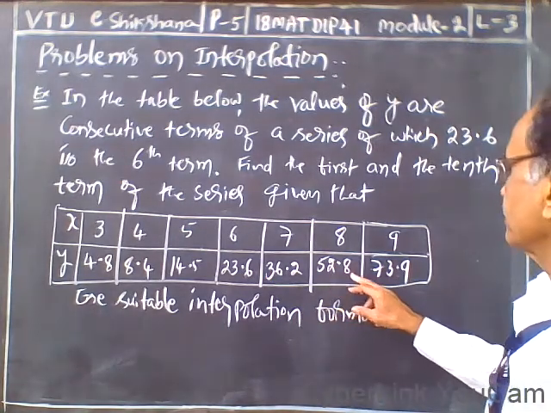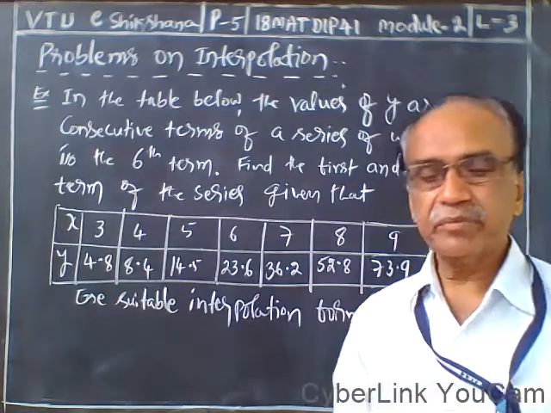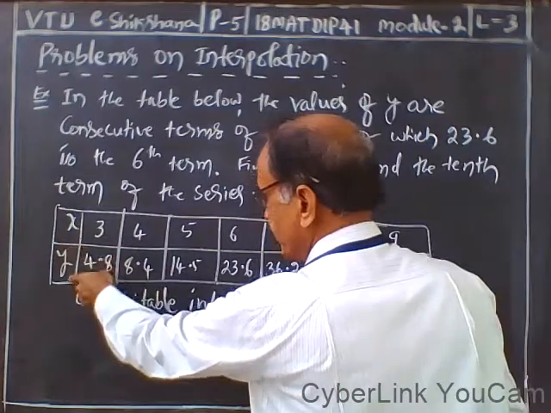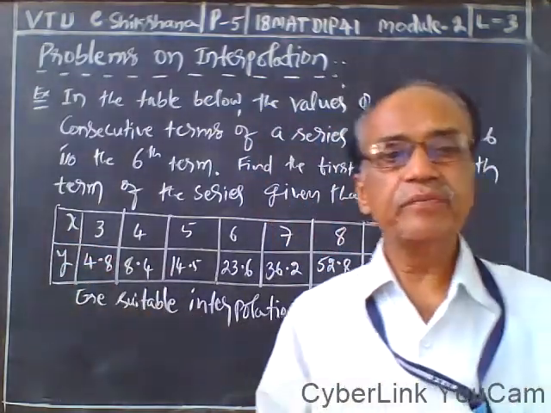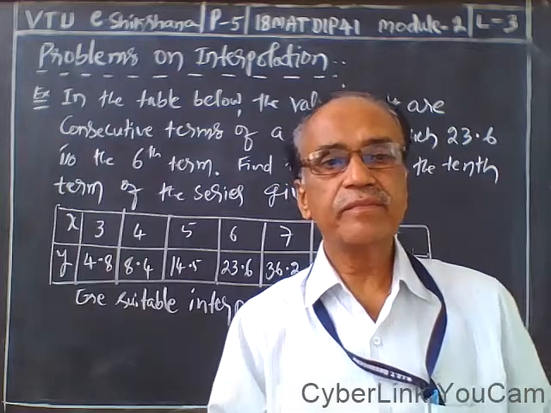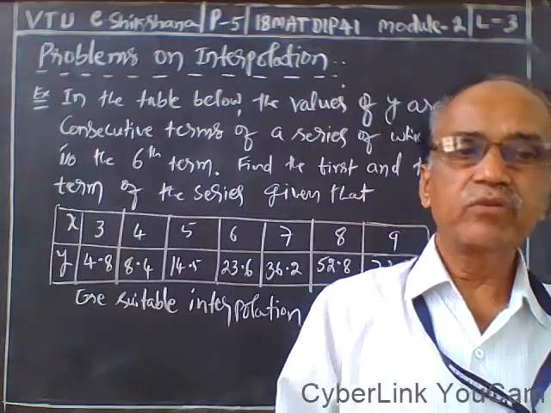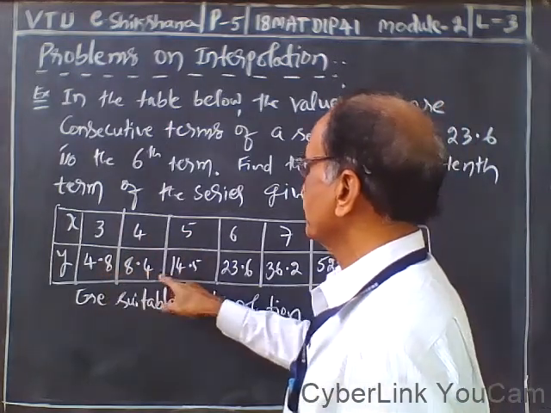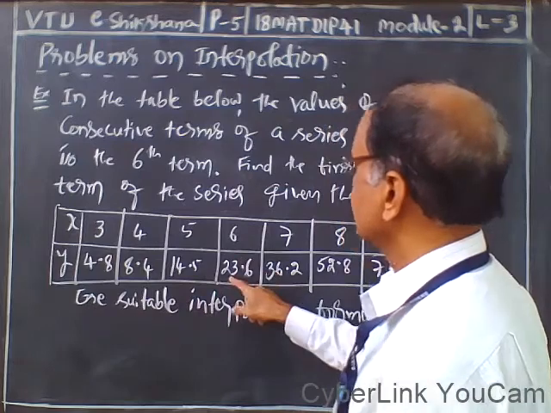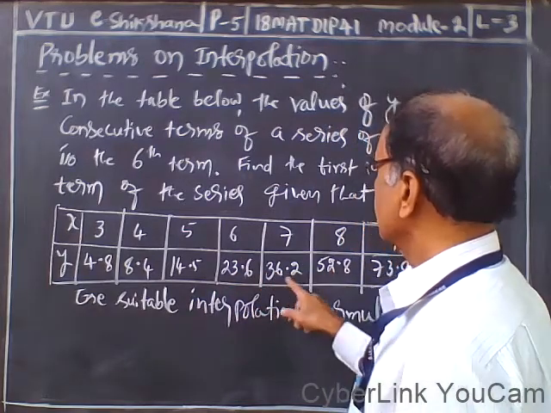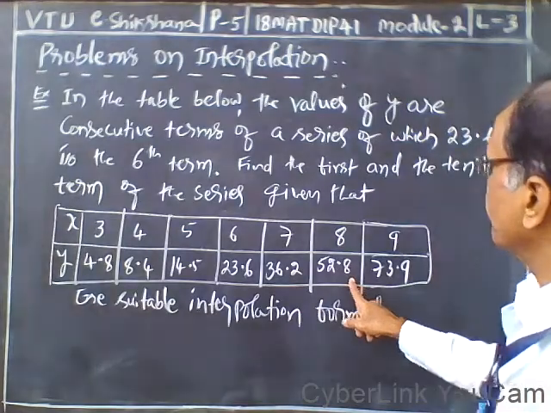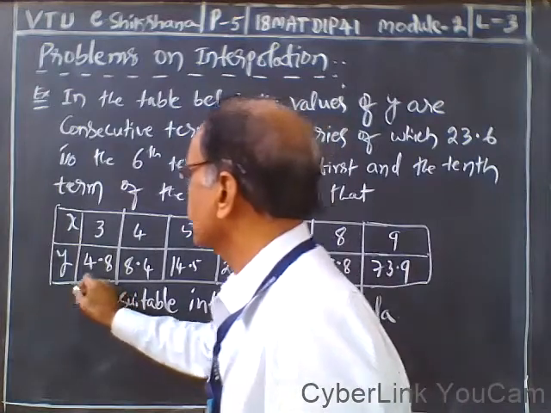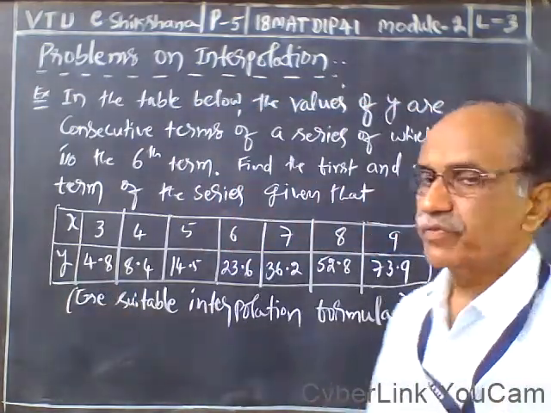36.2 and 52.8, 73.9 are there. So these values are related to each other. That means y is a function of x, where x is the independent variable and y is the dependent variable. Then 3, 4.8, 4, 8.4, 5, 14.5 and 6, 23.6 and 7, 36.2, 8, 52.8 and 9, it is 73.9. Okay, here it is given, use suitable interpolation formula.